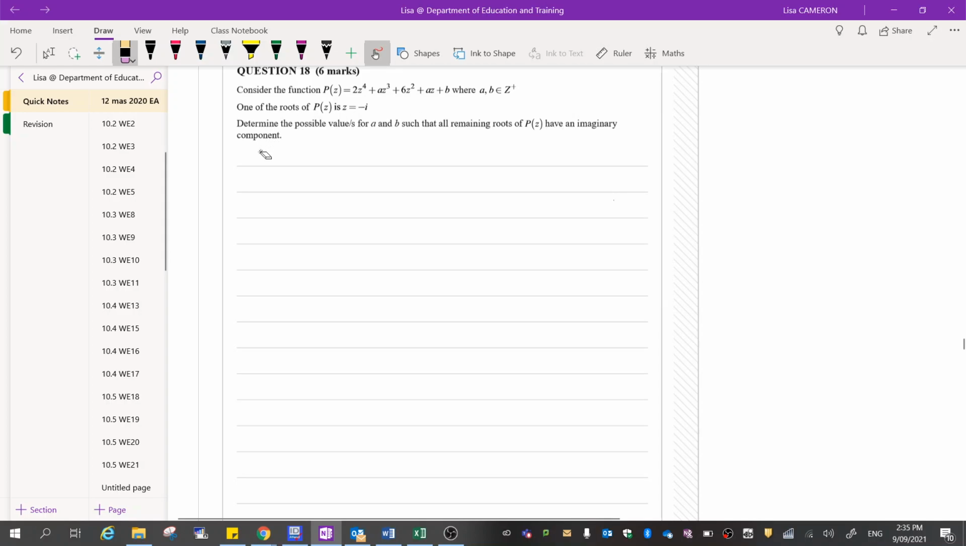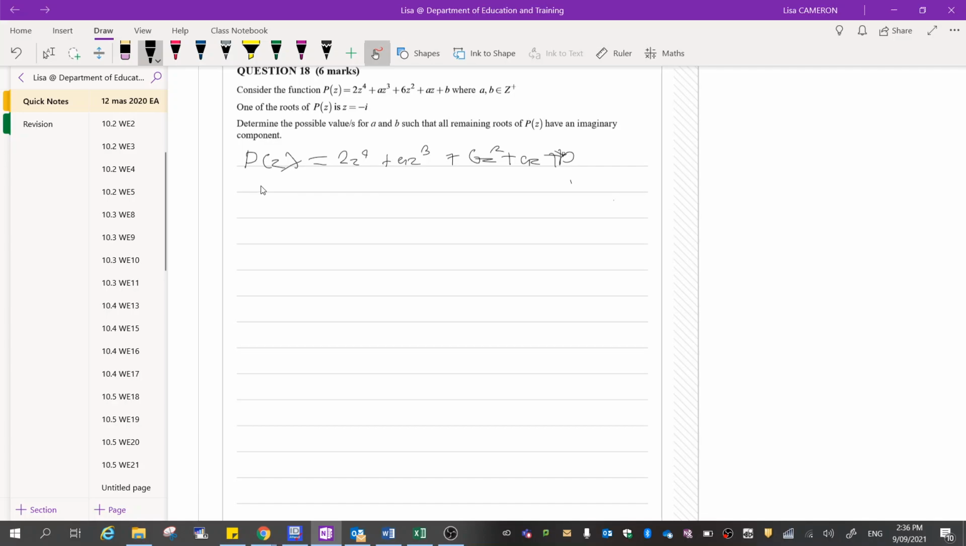So the first step here is we will write out the equation first. So p(z) = 2z^4 + az^3 + 6z^2 + az + b. That's a b right there. Alright, so we have this.